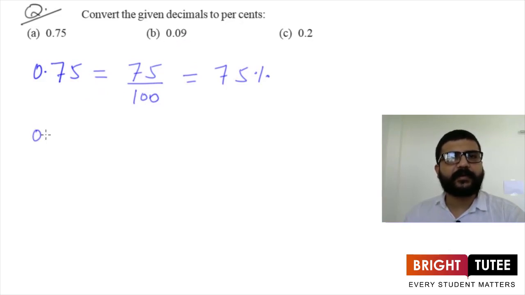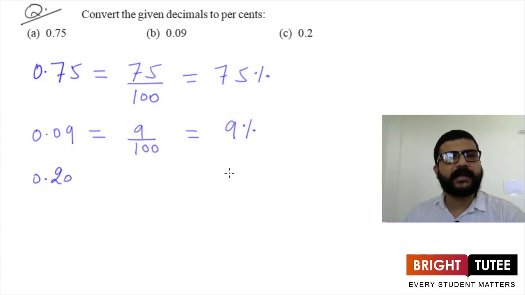Now let's see the B part of the question. It is 0.09. Again the fractional representation of 0.09 will be 9 upon 100. So this is equal to 9%. Now the next one here is 0.2. We can write it as 0.20 as well, because 0.2 or 0.20000, we can put any number of zeros after 2. It is the same number. So now the fractional representation of this number will be 20 upon 100. Now this will be equal to 20%.